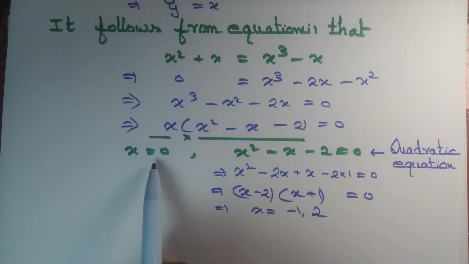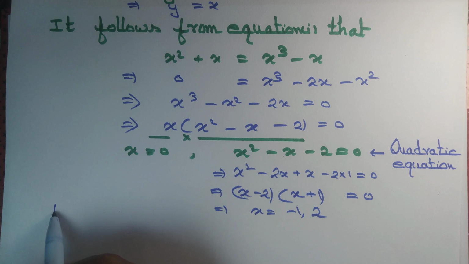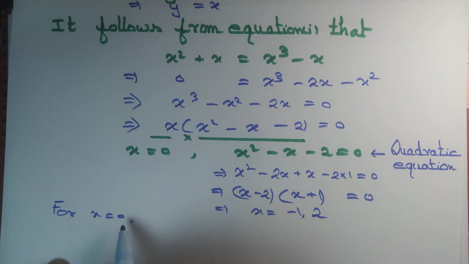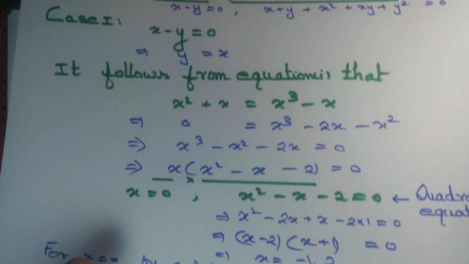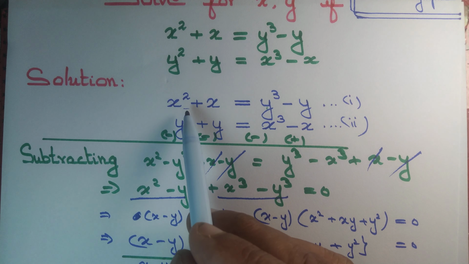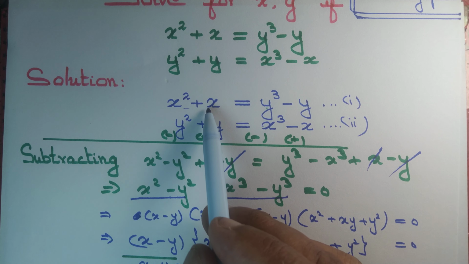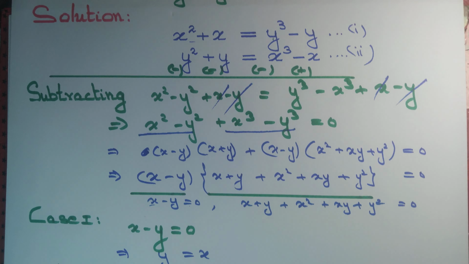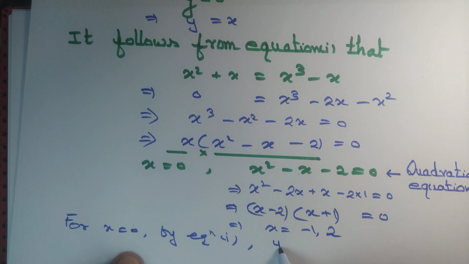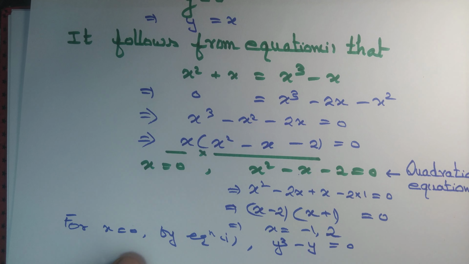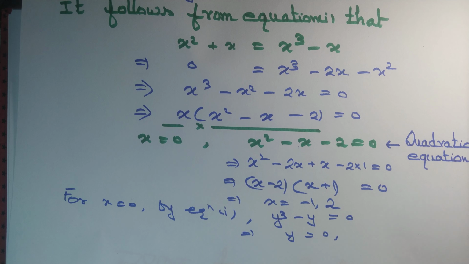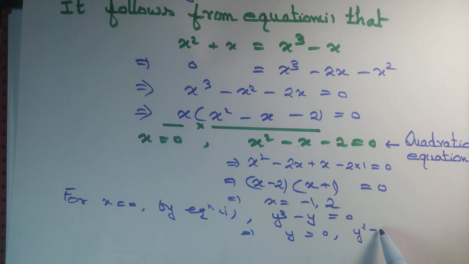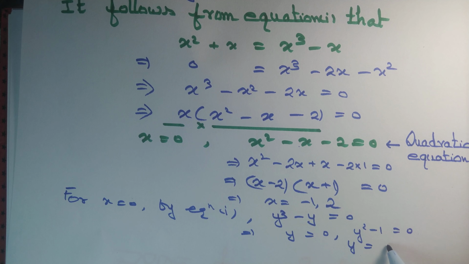Okay, we got three choices of x. Again, for x equal to 0, by equation 1, we have y cube minus y equal to x square plus x. If I take x equal to 0, then I get y cube minus y equal to 0. That gives us y equal to 0. If I take y common, then y square minus 1 equal to 0, that gives us y equal to plus minus 1.